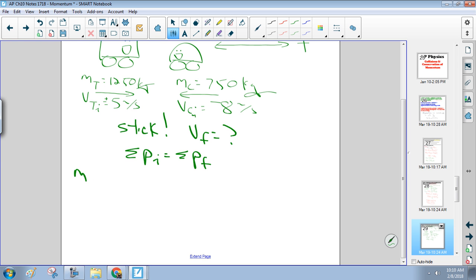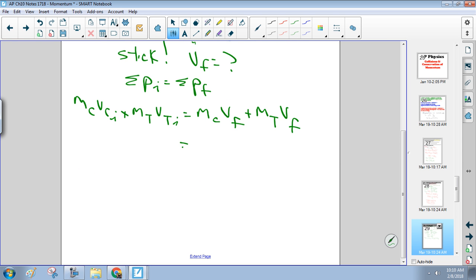So that means the mass of the car times the velocity of the car initially plus the mass of the truck times the velocity of the truck initially equals the mass of the car times VF. Notice I don't need to distinguish between the car and the truck, so I just called it VF. Plus the mass of the truck times VF. Is there another way I could write this, you guys? I guess all I was trying to get at is since the car and the truck are stuck together, we can kind of treat them as one object. Sometimes people find that to be useful. Does that make sense? Yeah.